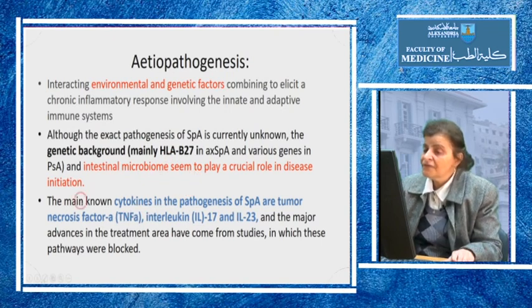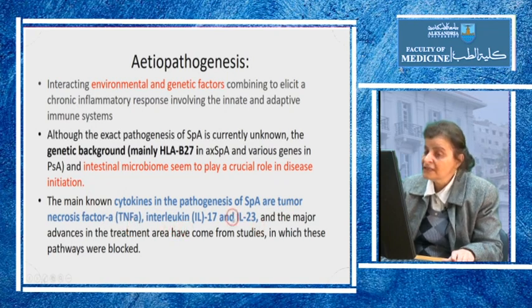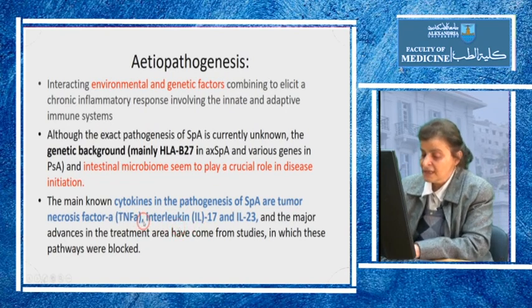And we know that there are many cytokines that are involved in the inflammation of spondyloarthritis, particularly tumor necrosis factor alpha, interleukin 17 and interleukin 23. And that is why now we have got biological agents targeted against these 3 cytokines, and by blocking these 3 cytokines we are doing much better in our treatment.